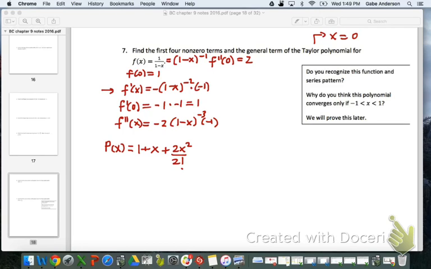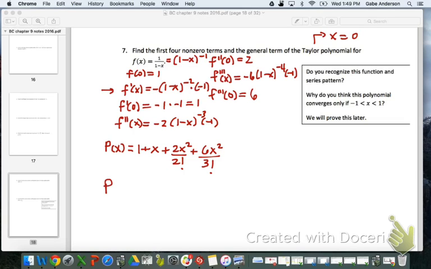Our third term and our last term is going to be derived from f triple prime of x is equal to, let's see here, it would be negative 6 times (1 minus x) to the negative 4th, again times the chain rule, times negative 1. Goodness gracious. Okay, so we evaluate this at 0. F triple prime of 0 is equal to positive 6. So we get plus 6x cubed over 3 factorial. The pattern might not be super obvious at the moment, so let's do a little simplifying, and I think you will see a little bit of a pattern here.